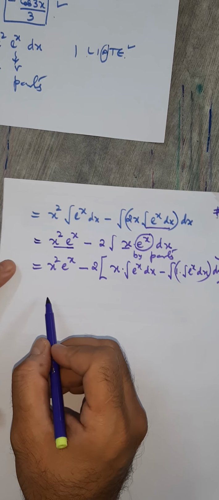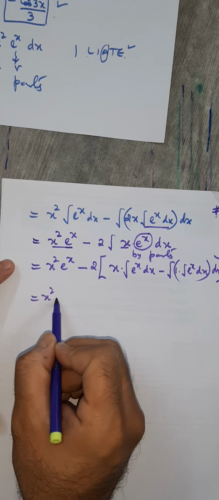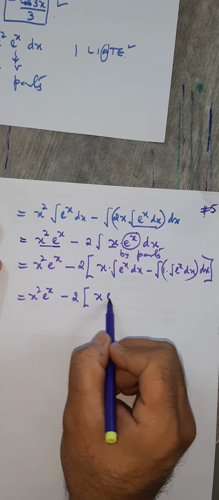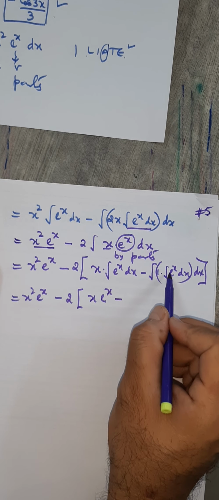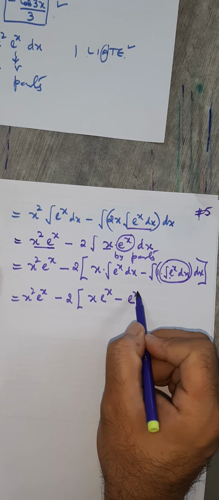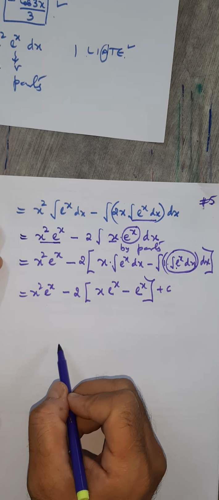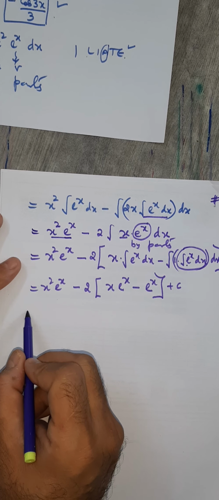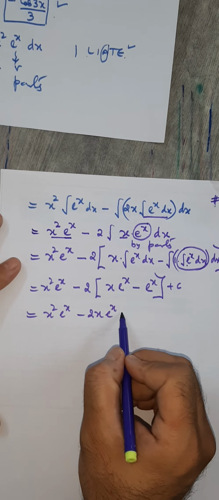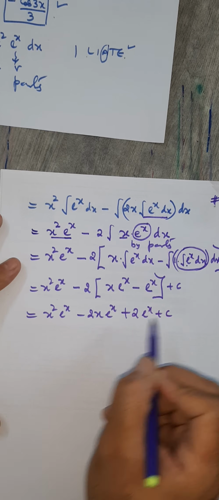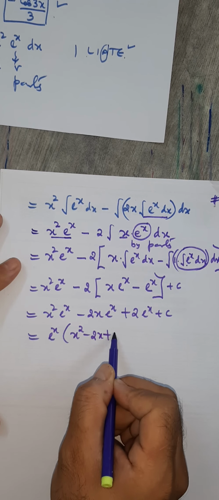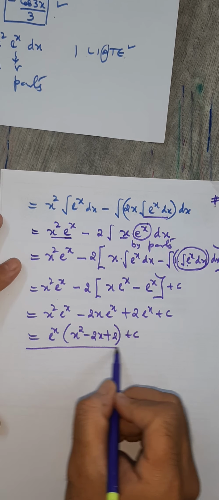Okay. So here you have x squared into e raised to x minus 2 times, this is x into integral of e raised to x is e raised to x. Here if you integrate it once, e raised to x. One more time you integrate it, again e raised to x. And at the end you write the plus c. So finally you are getting x squared into e raised to x minus 2x into e raised to x plus 2 into e raised to x plus c. If you want, you can take e raised to x common, x squared minus 2x plus 2 plus c. This is the required integral.